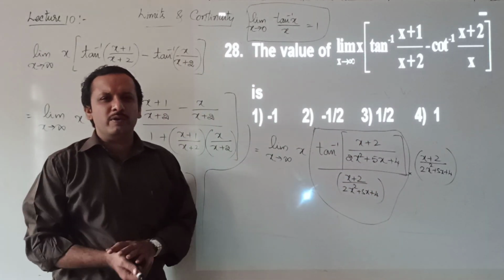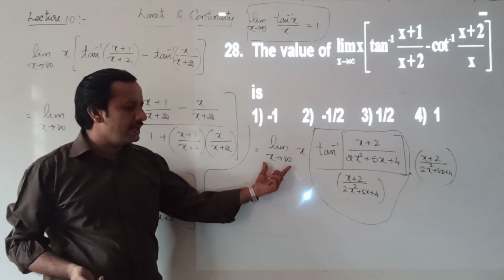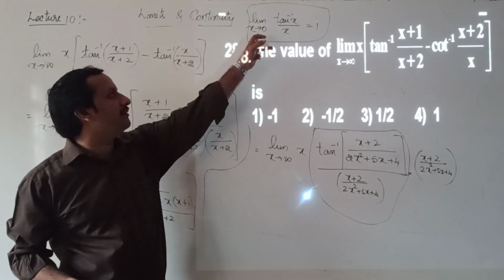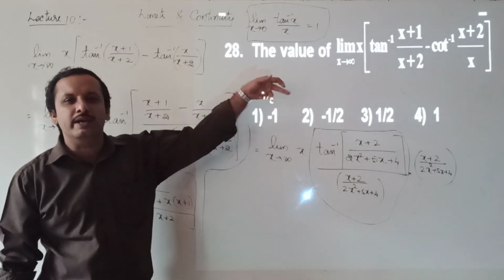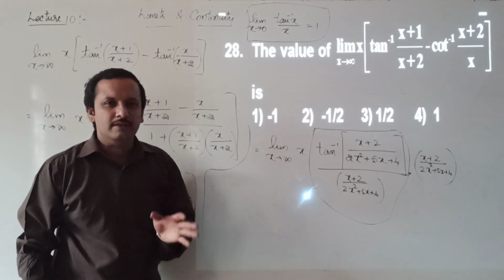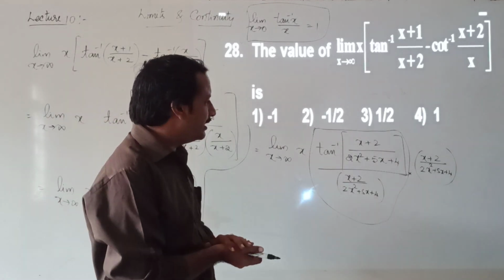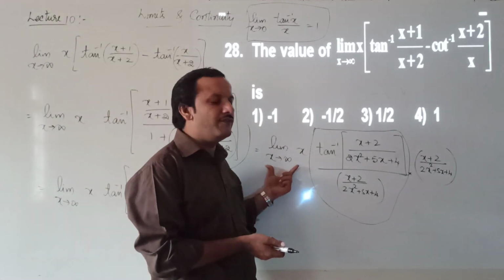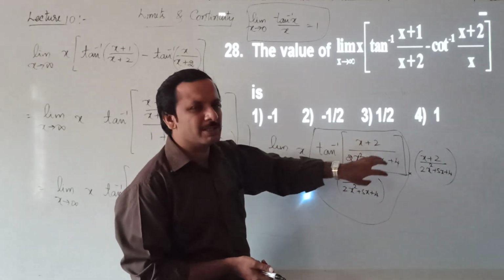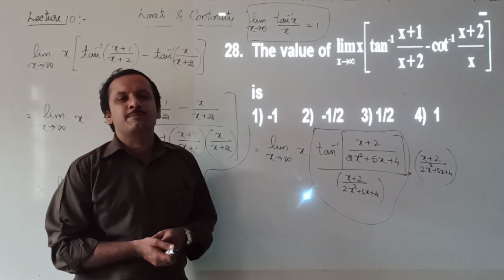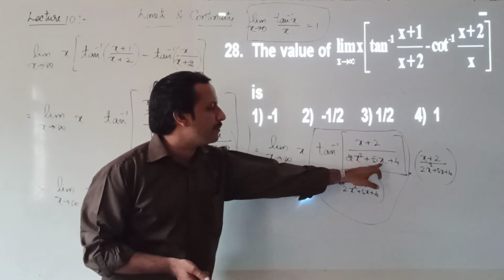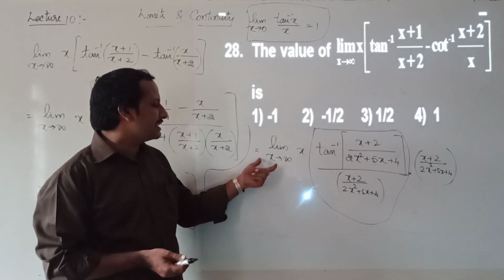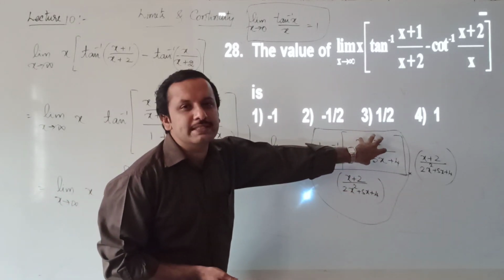Now one doubt may come to your mind. Here x is tending to infinity, but in our formula we have x tending to 0, then how can I use that formula? Yeah, that's a valid question. See here, as x tends to infinity, what happens to this expression? You just concentrate on this: x plus 2 divided by 2x square plus 5x plus 4.